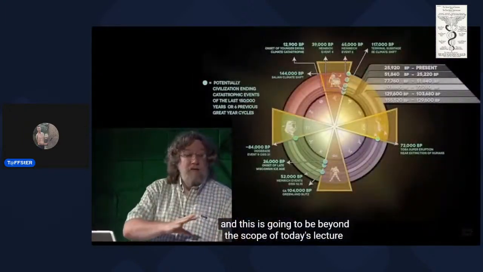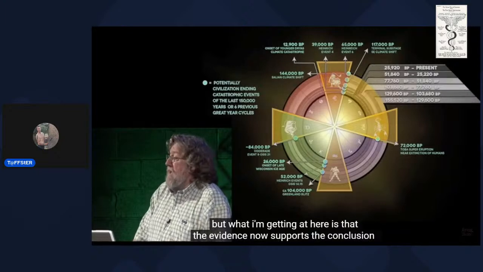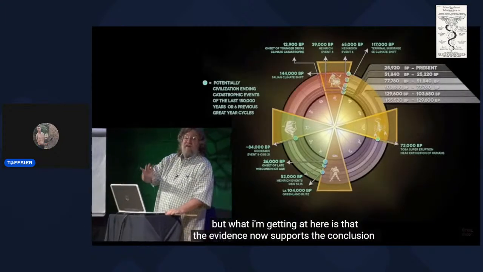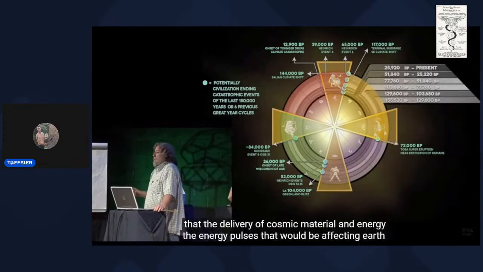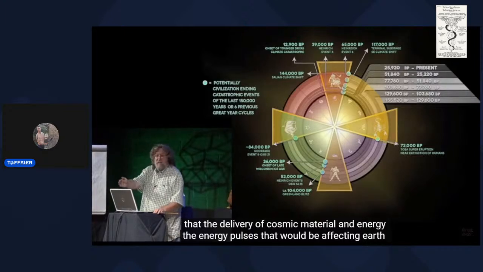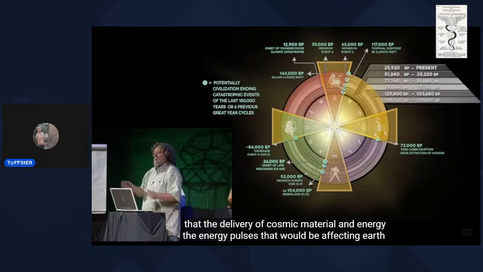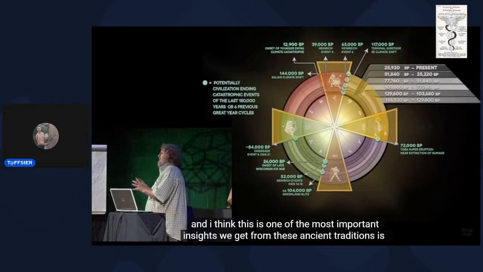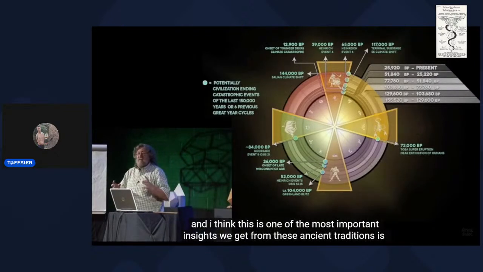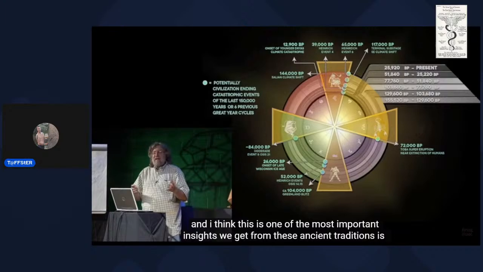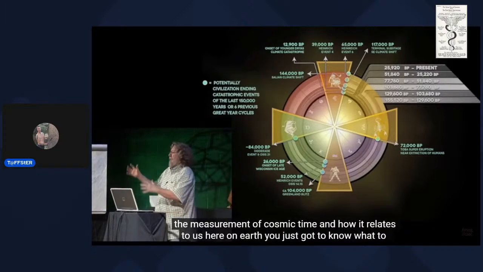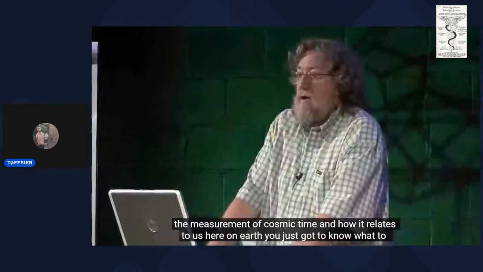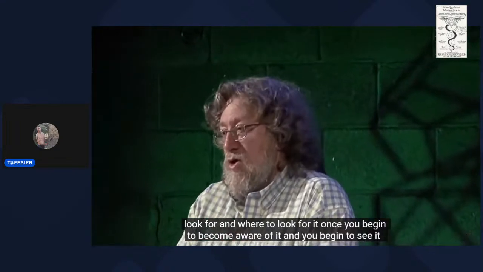And this is going to be beyond the scope of today's lecture. But what I'm getting at here is that the evidence now supports the conclusion that the delivery of cosmic material and energy, the energy pulses that would be affecting Earth, are non-random, that they are on some kind of a cosmic timetable, a cosmic tempo, if you will. And I think this is one of the most important insights we get from these ancient traditions, is the measurement of cosmic time and how it relates to us here on Earth. You just got to know what to look for and where to look for it.